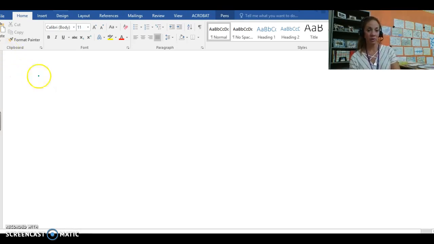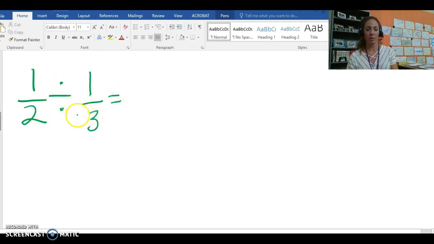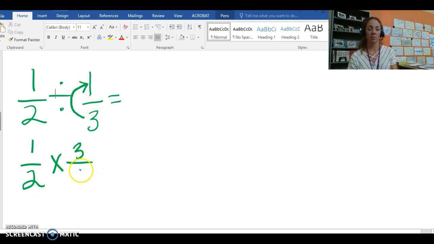So let's start with 1/2 divided by 1/3. It's going to equal something or another. Like we talked about in our last video, we need to invert the divisor and then multiply by its reciprocal. So 1/2 times 3 over 1 is going to equal, let's find out, 1 times 3 equals 3, 2 times 1 equals 2. So it looks like our answer is 3/2.